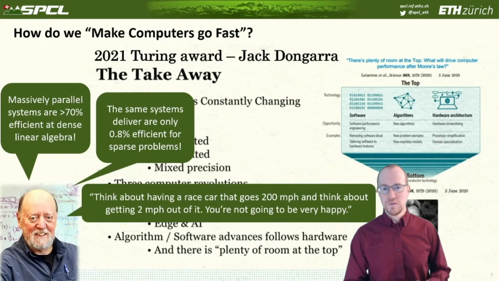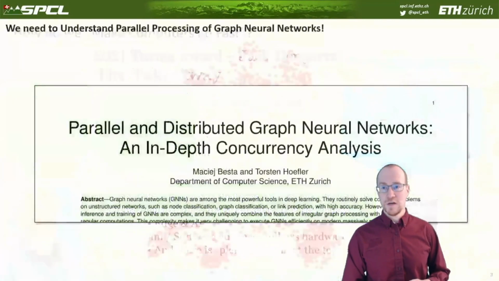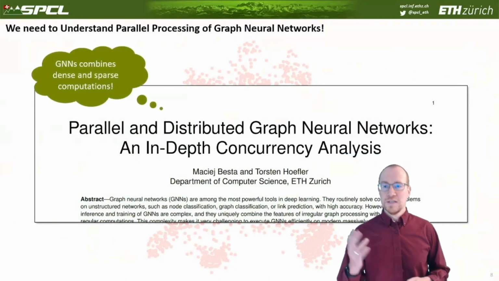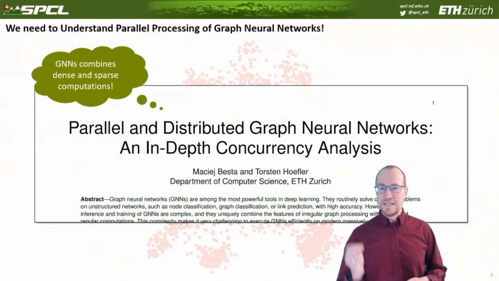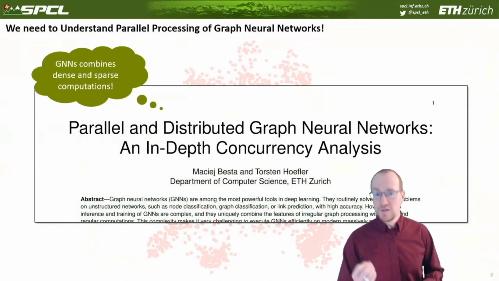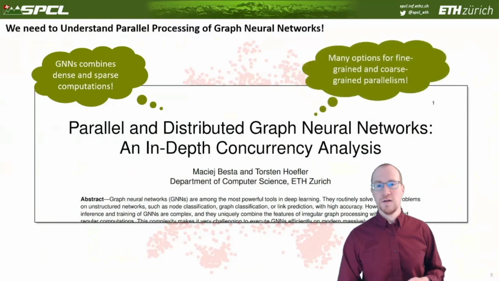How do we use these computer systems most efficiently in order to actually implement graph neural networks in a way that they're cheap and scalable to extremely large scales? So with this in mind, we wrote this paper that I mentioned, that we need to understand parallel processing of graph neural networks. Because GNNs fundamentally combine dense computations like standard deep learning with sparse computations like graph processing. And this is a very challenging problem to solve.